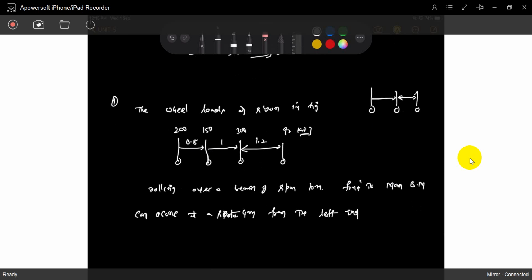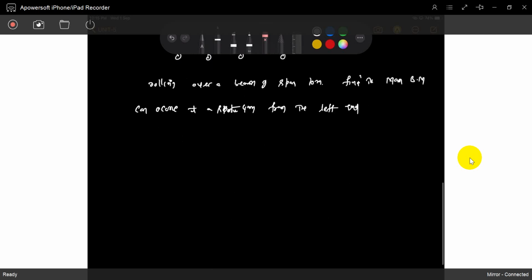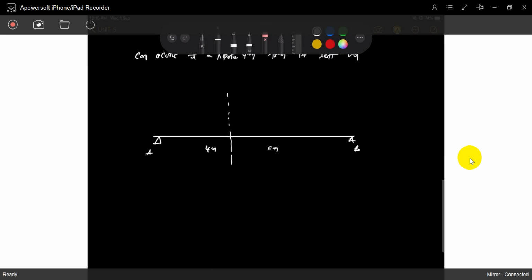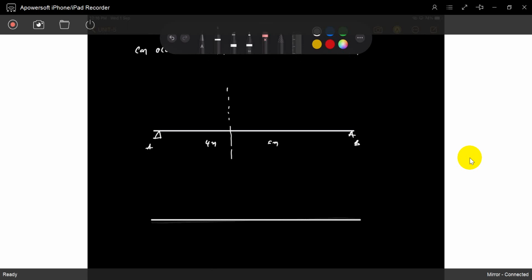If the wheel loads are moving, how can we do it? The average load on CA is equal to that on CB. With AB, 4 meters and 6 meters, write the ILD for bending moment. You will get the same thing, 4 into 6 by 10.